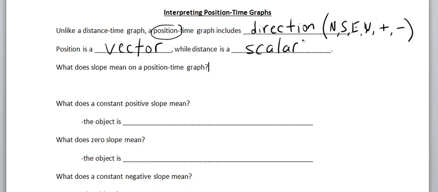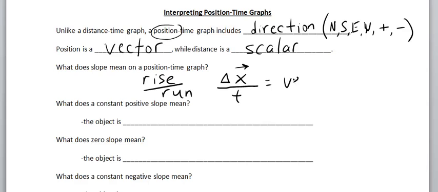So what does the slope mean on a position time graph? Well, let's think about this. We know slope is rise over run, and we know that the position, or the change in position, would be the rise. So the change in position, we can write it this way. Delta means change, and that's the symbol for position. Remember, this little arrow tells you it's a vector. So this is the change in position over time. And the change in position over time is equal to the velocity. The symbol for velocity is v with a little arrow over the top.